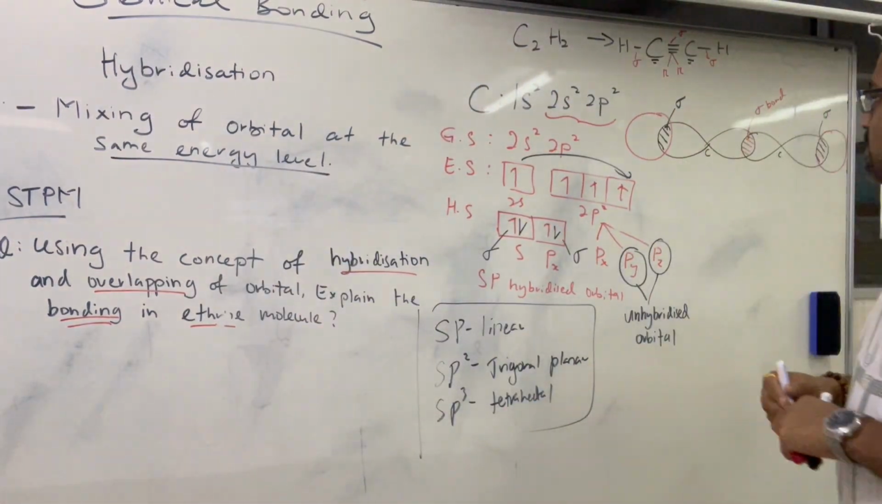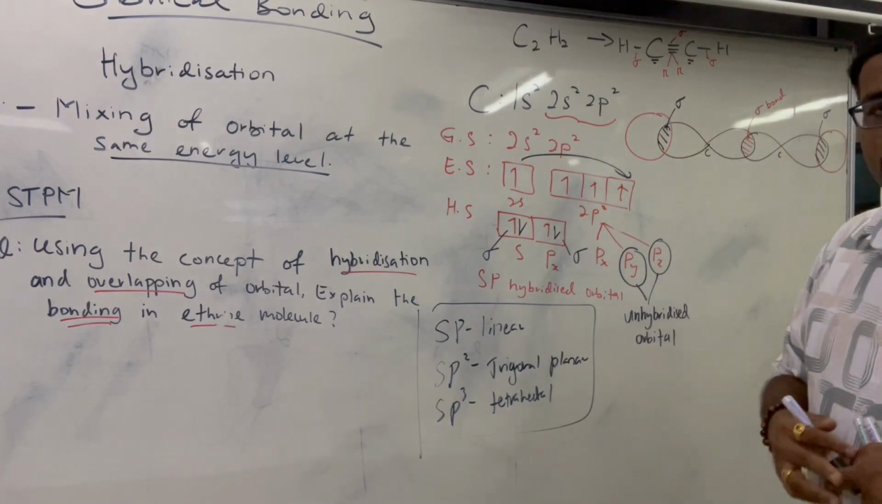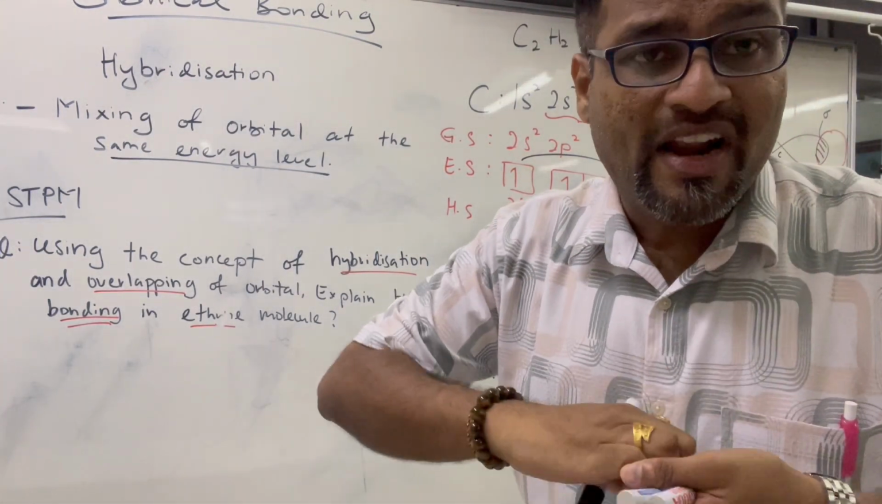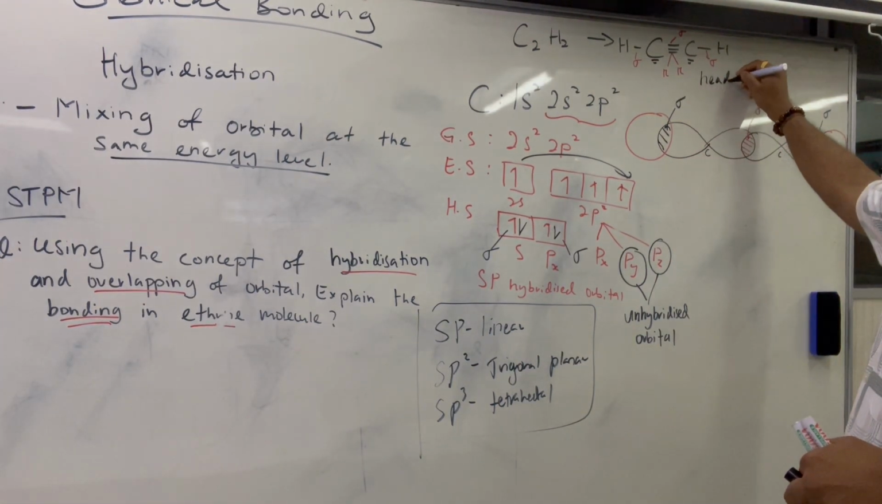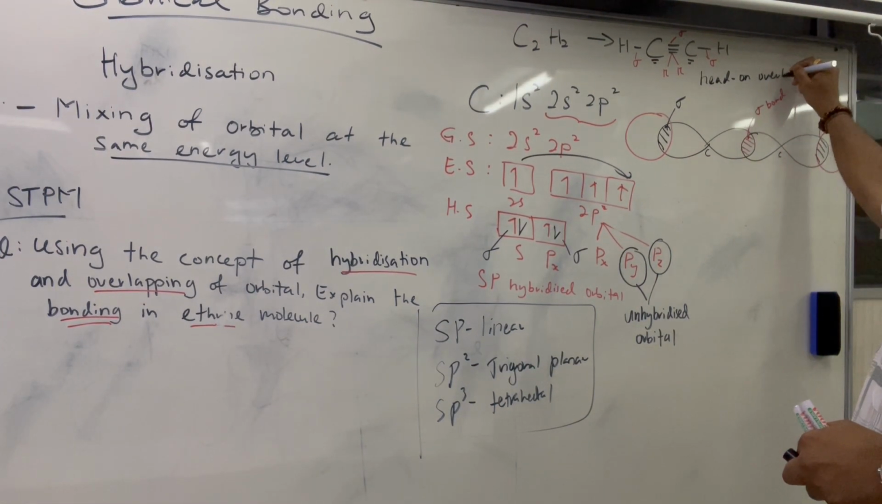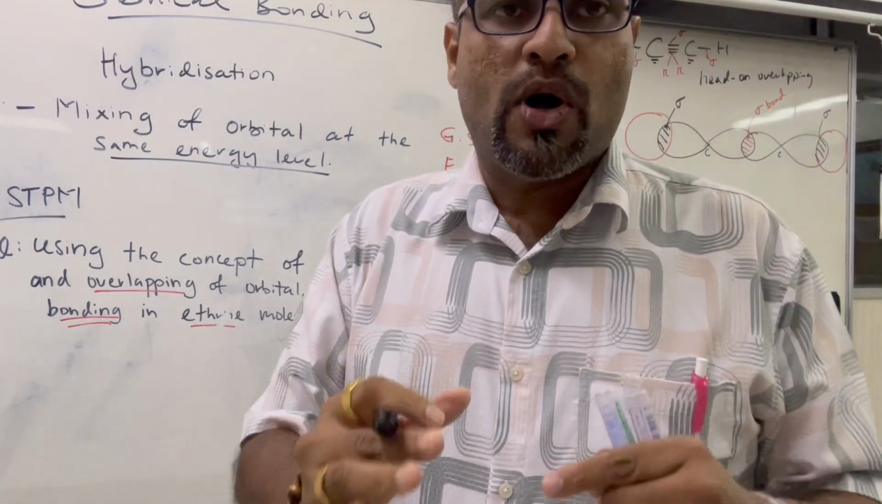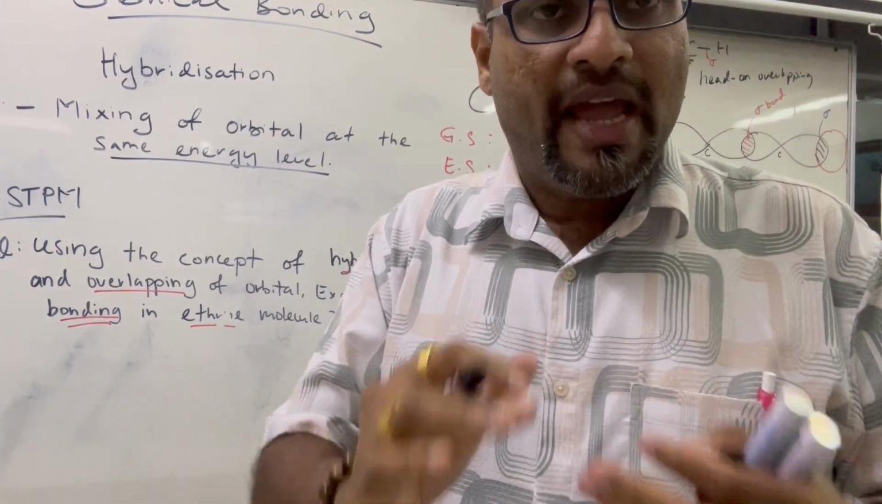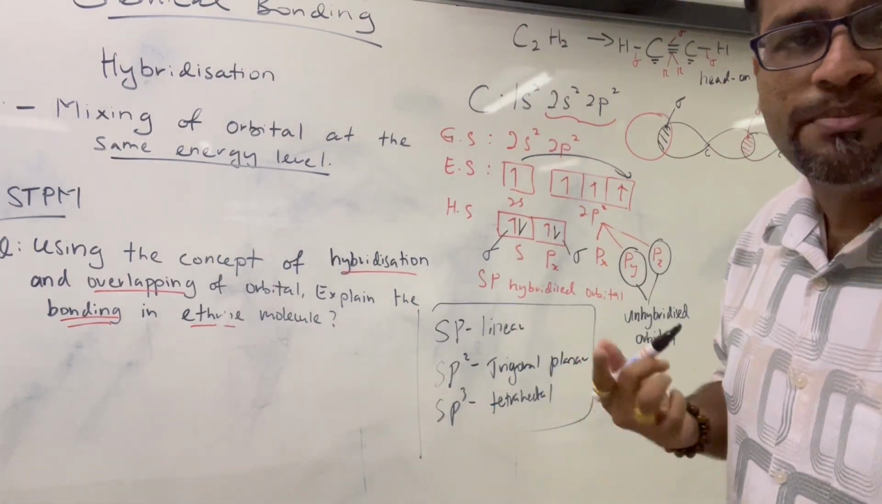Now in my previous tutorial video, I showed how the sigma bond is formed through head-on overlapping. This is called head-on overlapping. A sigma bond is a stronger bond than a pi bond. Now I'm going to show you how the pi bond is formed.